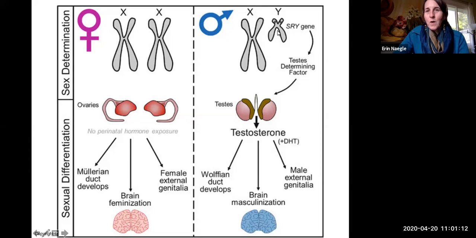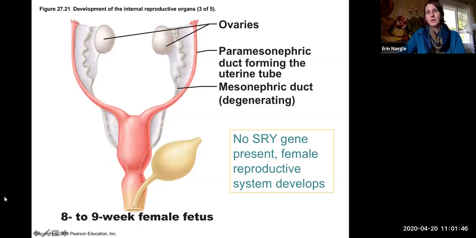Versus males are XY, they've got this SRY gene. That SRY gene turns on and causes the gonadal ridge to turn into testes rather than ovaries. And the influence of testosterone causes the development of the Wolffian ducts, brain masculinization, that's the brain sex gender identity that gets developed later on in brain development, as well as male external genitalia. So there's our overview slides, but let's look at this more in detail.